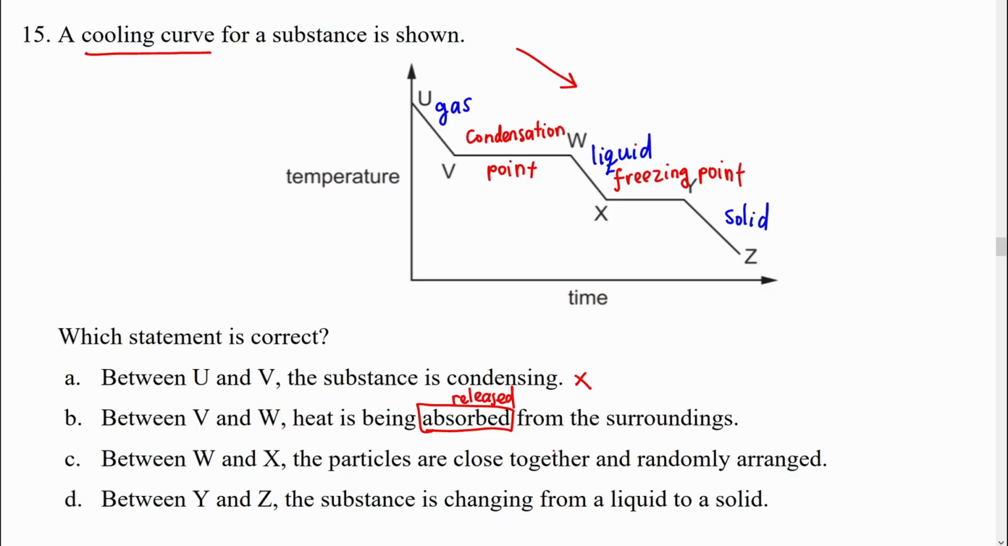What about D? Between Y and Z, the substance is changing from liquid to a solid. Is that true? Between Y and Z, is the substance changing from liquid to solid? Nope, it is just in a solid state. So it's not changing, it's just a solid state. It's not changing from liquid to solid. So the correct answer is C.